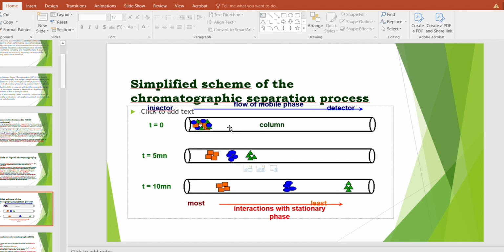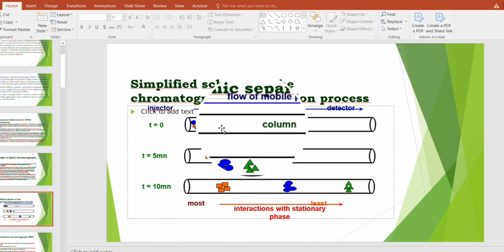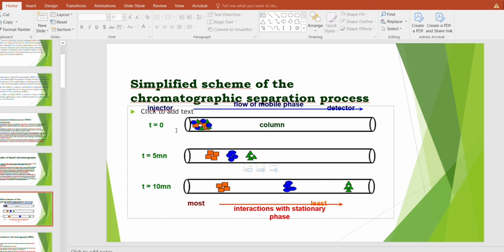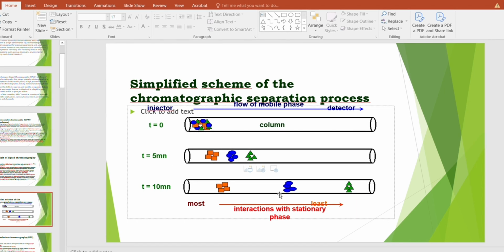Now this is a simplified scheme of the chromatographic separation process. At time 0, in the idle stage, here we have the column. Inside it is a packing material. Now at time 5 minutes, it started to separate, and here you can see the elutions. So there is interaction with the stationary phase.